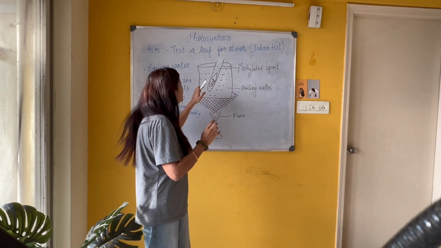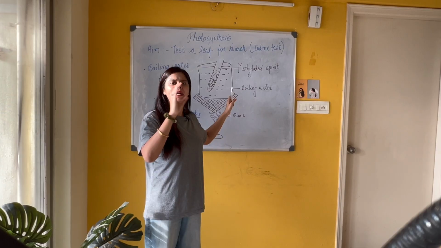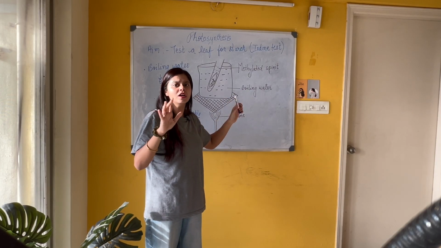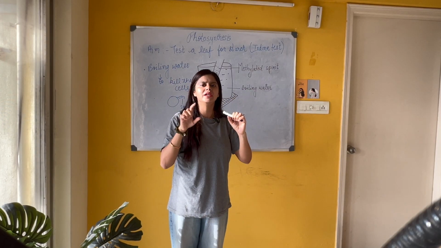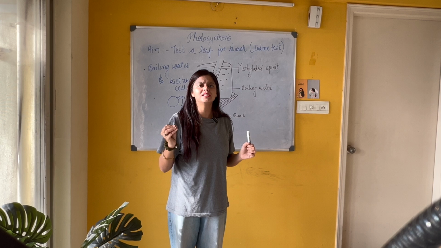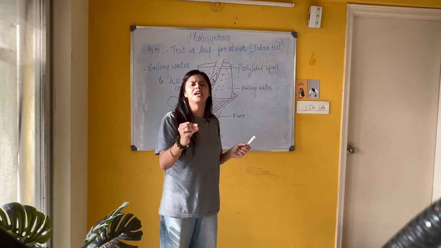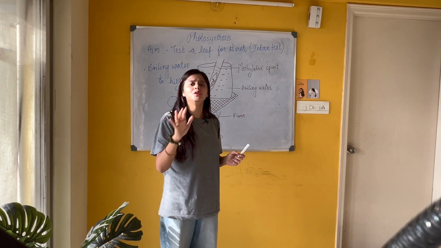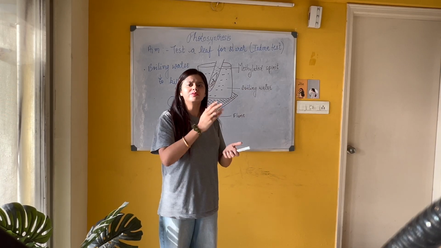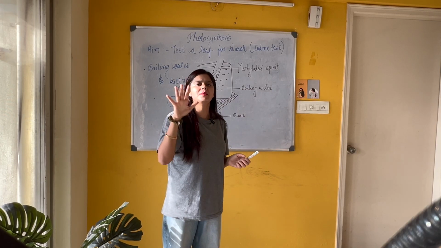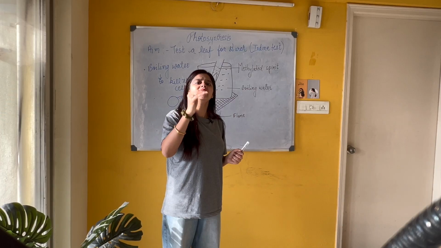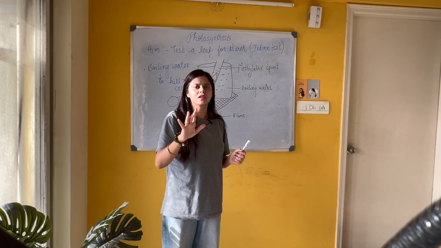So by dipping the leaf in boiling water, we are disrupting the cell membrane so that what can enter into the cell? Iodine. Otherwise, the semi-permeable nature of the cell membrane will not allow iodine to enter the cell. So it is very important to disrupt the cell membrane so that iodine can enter the cell for the starch test.